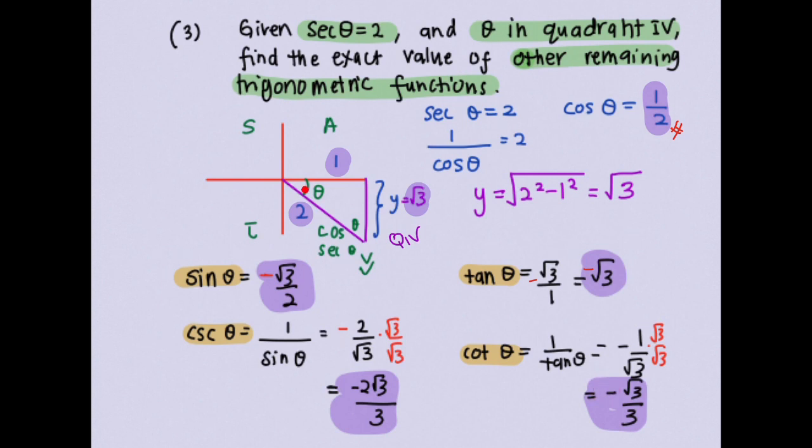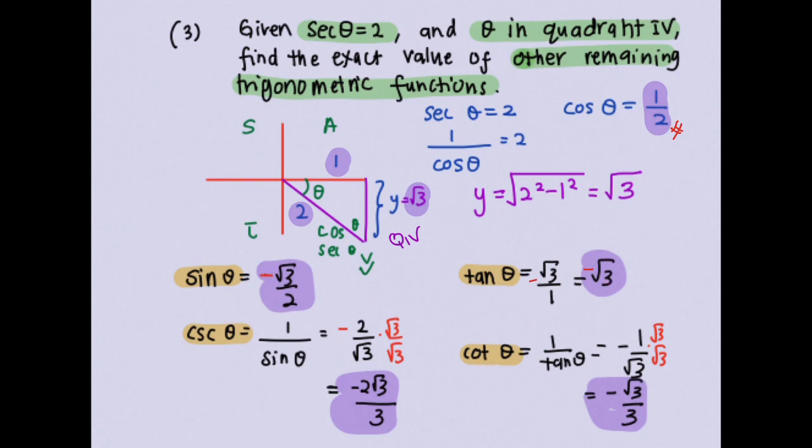Let's read for sine. Sine is opposite over hypotenuse, so square root 3 over 2. So the final answer is negative square root 3 over 2. Cosecant is just 1 over sine, so just flip this, so minus 2 over square root 3. Let's rationalize the denominator, so the answer is minus 2 square root 3 over 3. Let's find for tangent. Tangent is opposite over adjacent, so square root 3 over 1. Let's put a negative sign here, so negative square root 3.